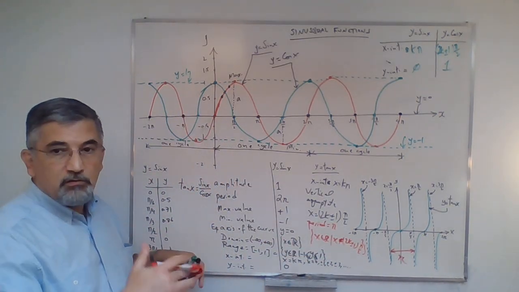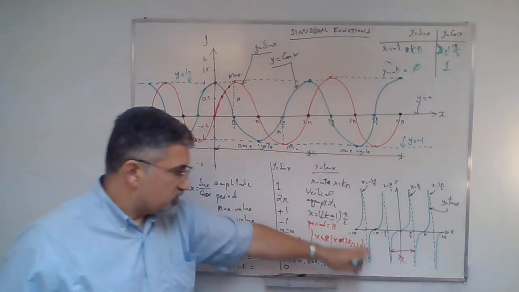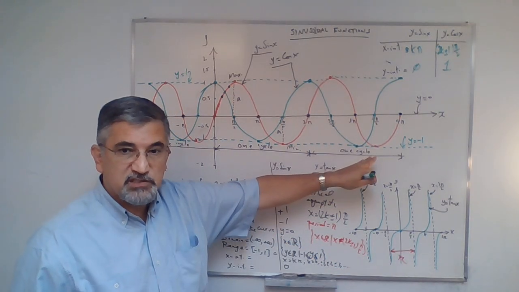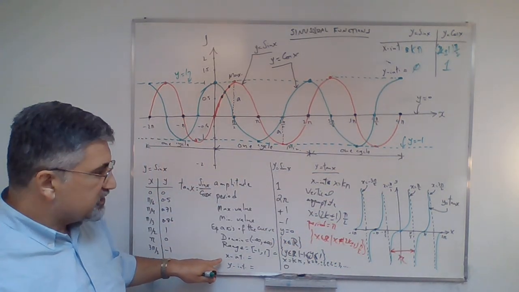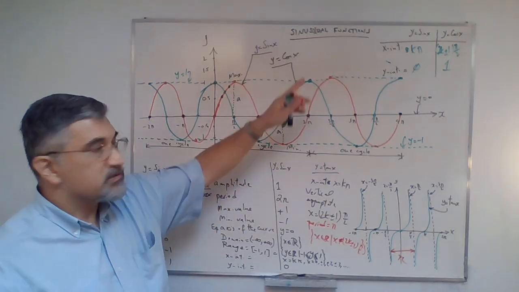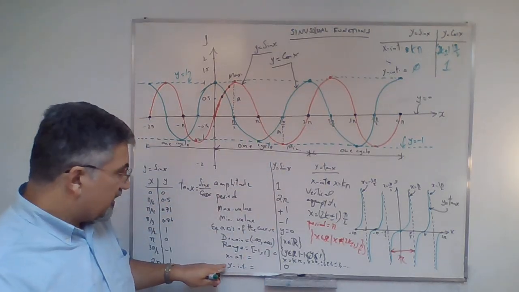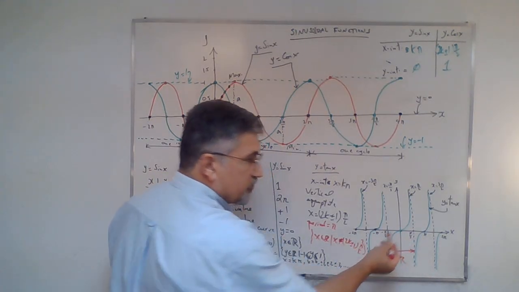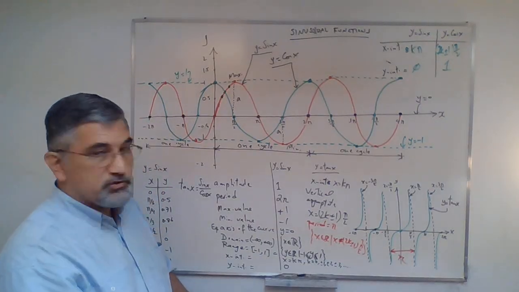Range would also be the real numbers, because they stretch from negative infinity at the bottom to positive infinity at the top. And x-intercepts are the same as x-intercepts of the sine function, x equals k pi. And y-intercept will be just 0 because it is passing through the origin.